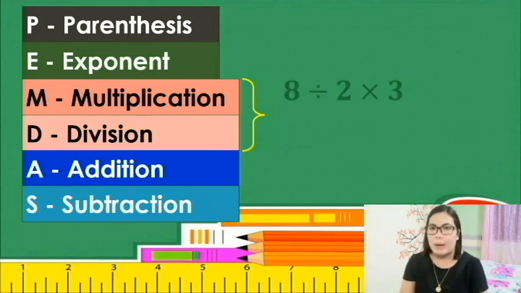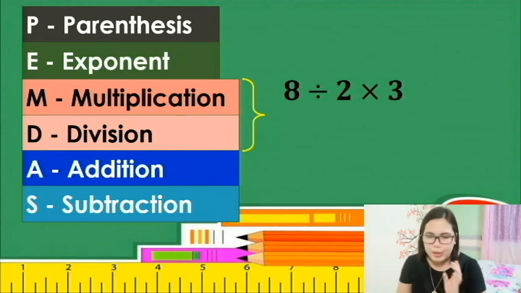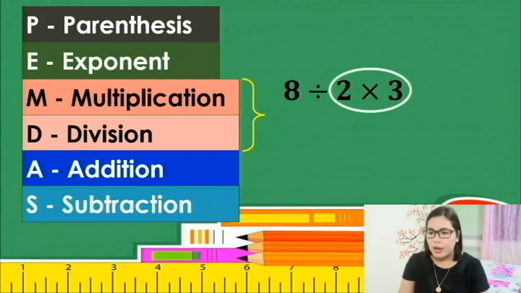Okay, let's have this example. 8 divided by 2 times 3. What will happen if we do it wrongly? Because in PEMDAS, multiplication is first, what happens if we multiply first? We have 2 times 3, that is equal to 6. So, you now have 8 divided by 6. To reduce this one, you have 4/3. Okay?